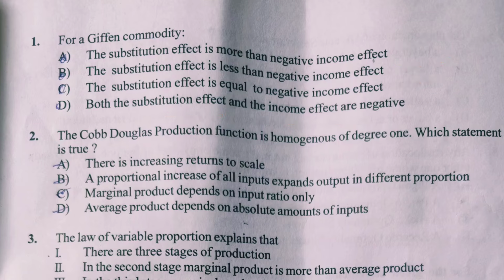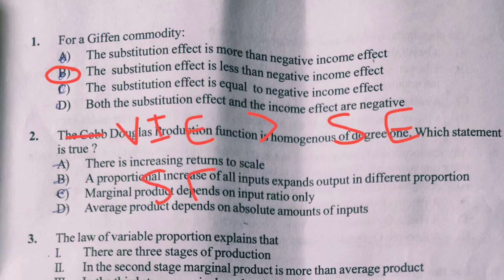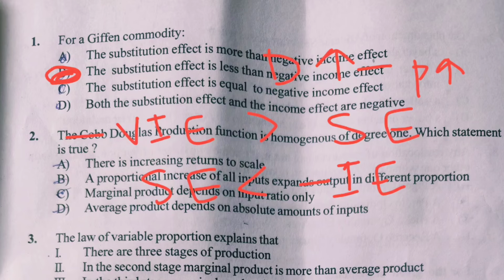So the correct option in this case should be option B, that is, the substitution effect is less than the negative income effect. Why? We know for a given commodity, the negative income effect outweighs the substitution effect, or we can say the substitution effect is less than the negative income effect, which is the case enshrined in option B. This is a special type of inferior good where demand for the good increases when the price of the good also increases, and vice versa. So the correct option should be option B.